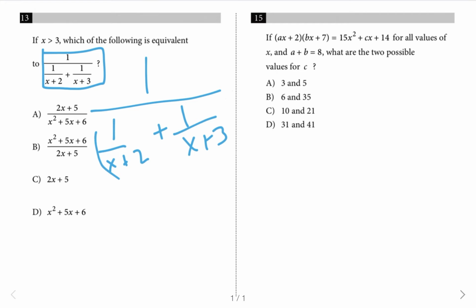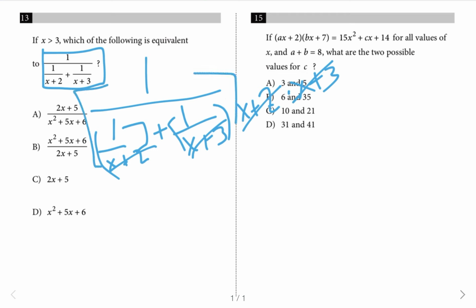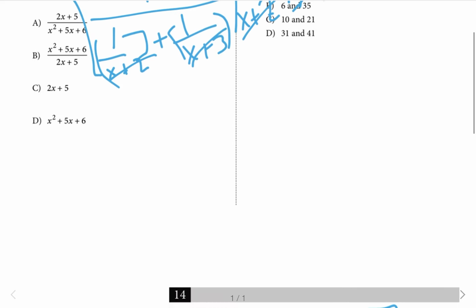To get rid of the bottom, we have to multiply by x plus 2, and we have to multiply by x plus 3. That way it can cancel out this, this, and it can cancel out this and this. Whatever we do to the bottom, we also have to do to the top. Same with here. Since we multiplied this whole thing by x plus 2, we also have to multiply this top by x plus 2 and x plus 3. It'll make more sense once I start writing.